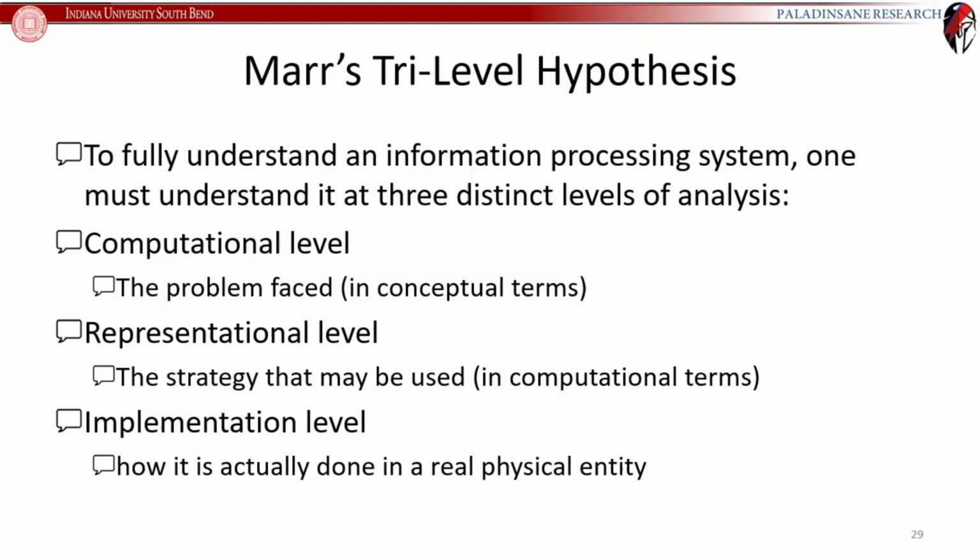98% representational level. What is the strategy by which your mind accomplishes the stuff that we list in the computational level? And then finally, what we're not going to be talking about but what you need for a full understanding of an information processing system is the final level, which is the implementation level. And what the implementation level is: how is this representational level actually implemented in a real physical entity?